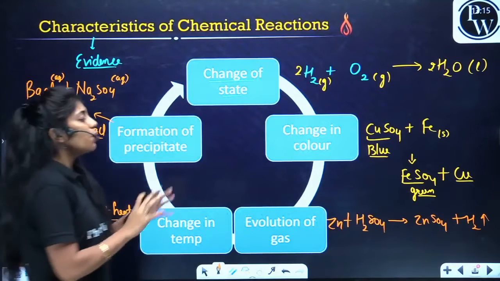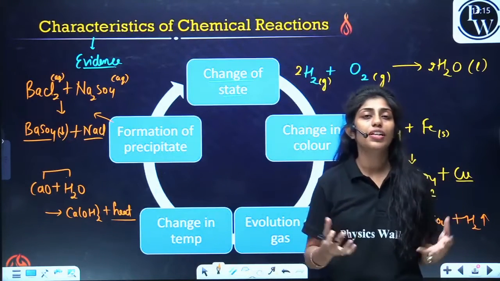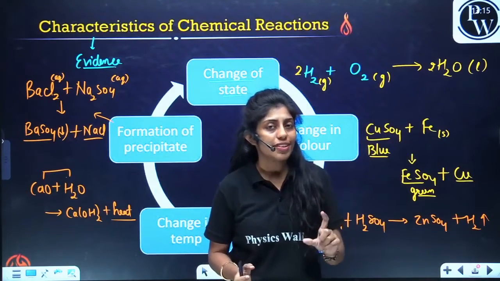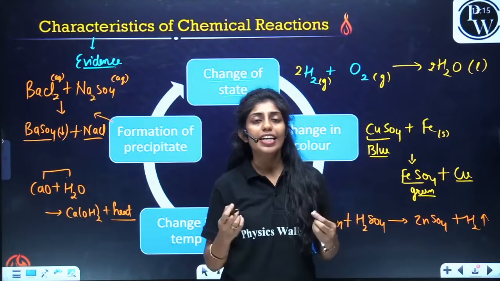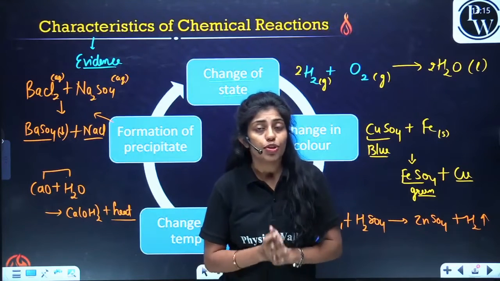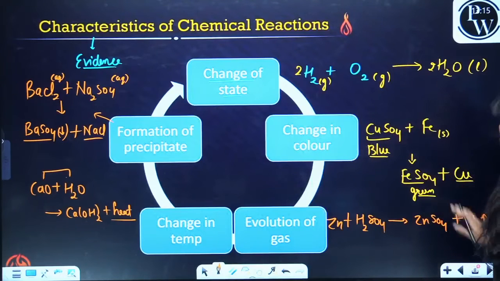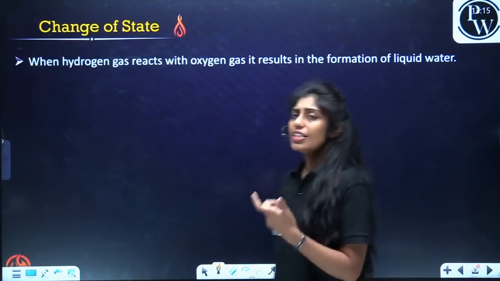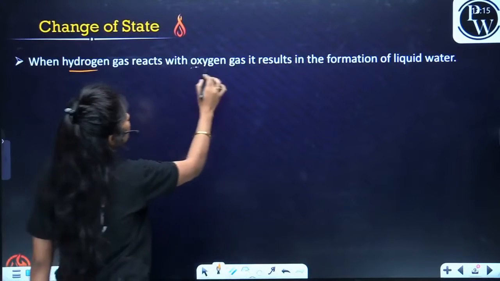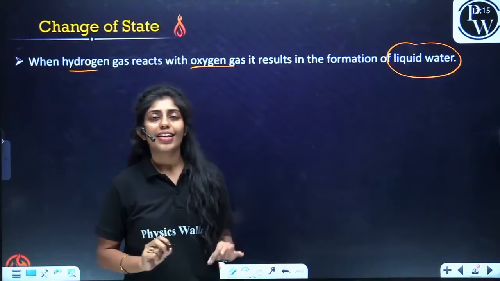Why are we discussing these types of reactions? Because we need to understand the evidence of the reaction. Anything that is happening, we require the evidence. Why are we studying science? Because it gives you the evidence of whatever is happening around you. So we got to know how we can characterize a chemical reaction. Next is the change of state. We already have discussed that when hydrogen gas reacts with oxygen gas, it forms liquid water. That is a chemical reaction.